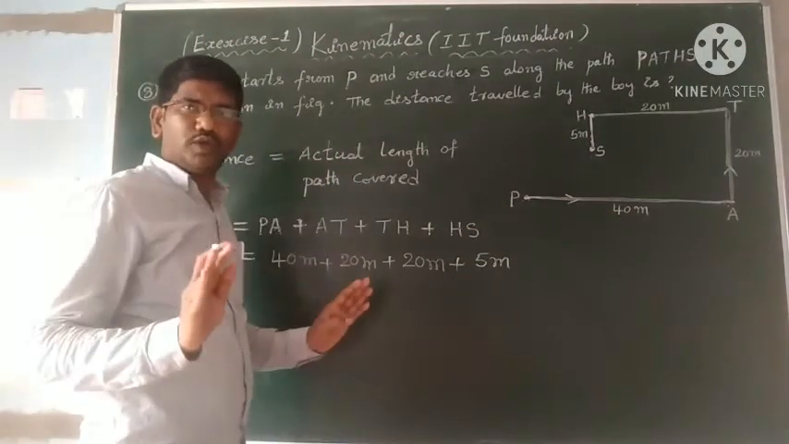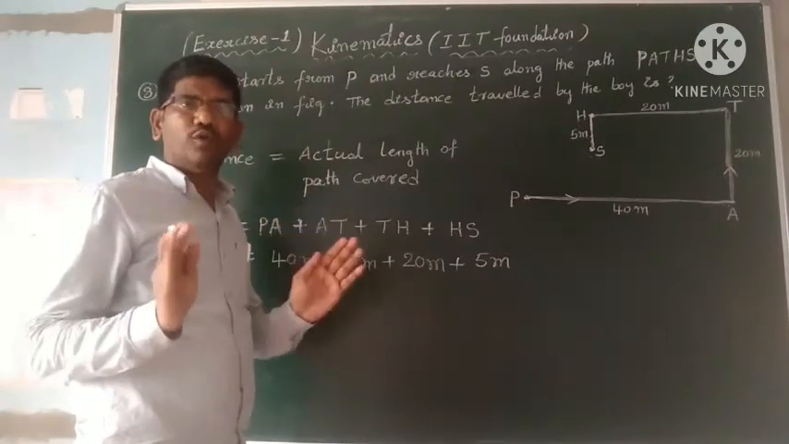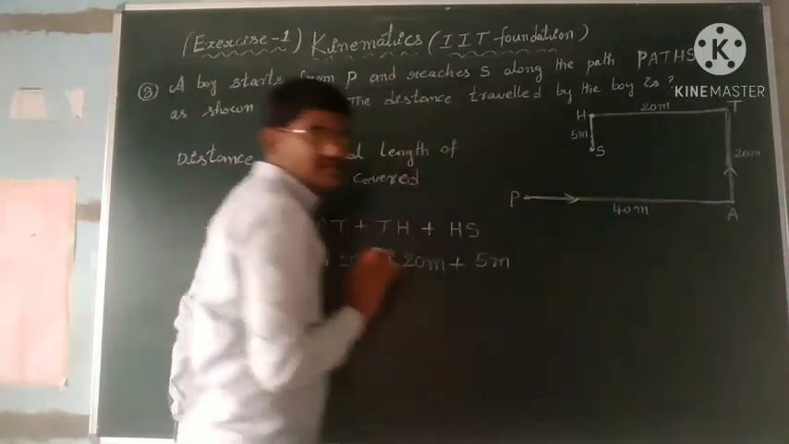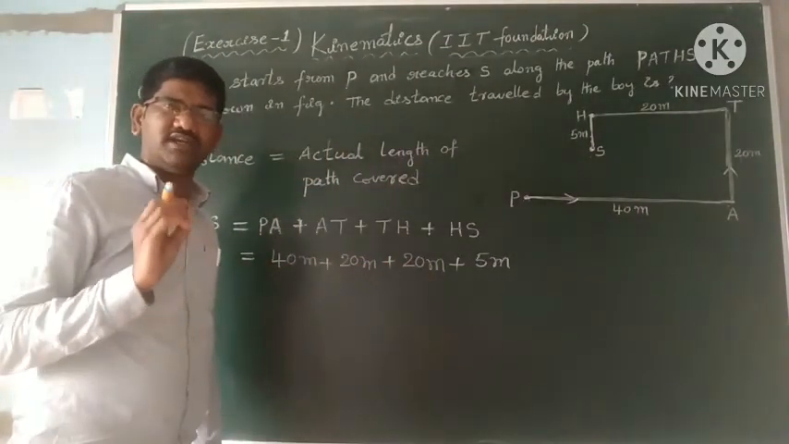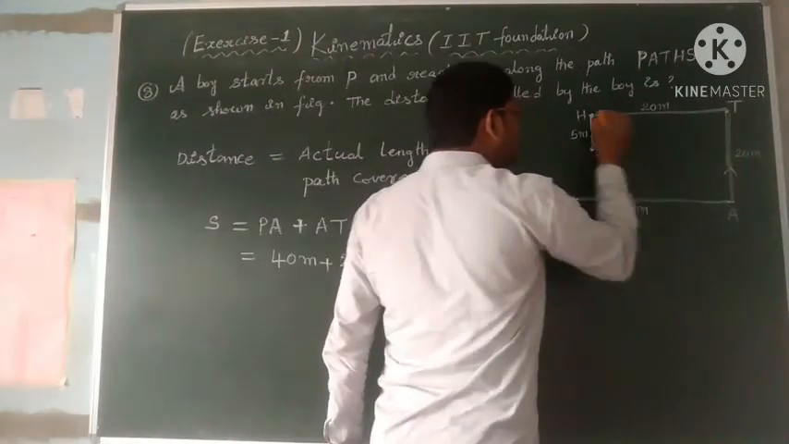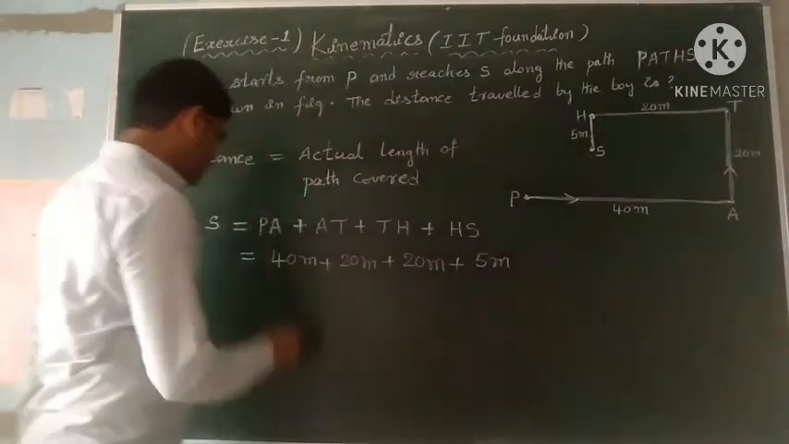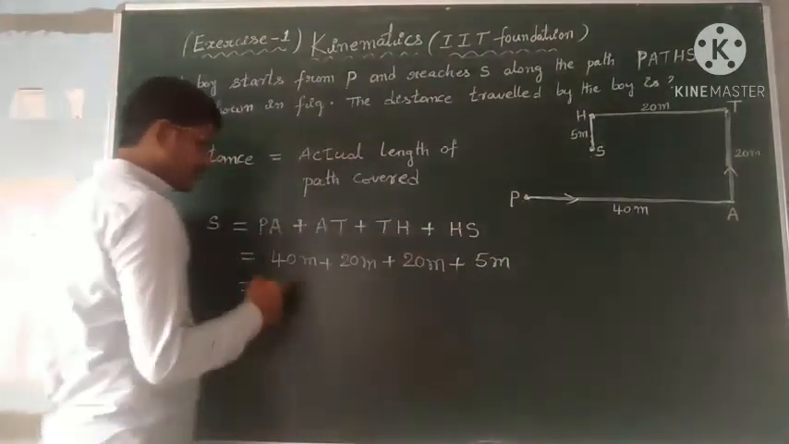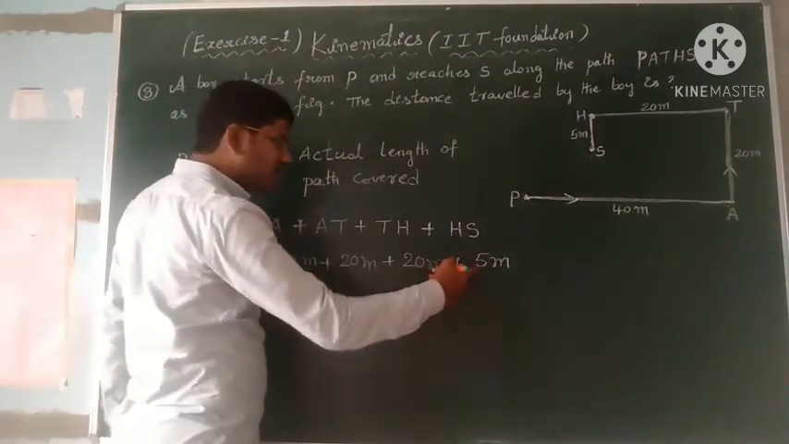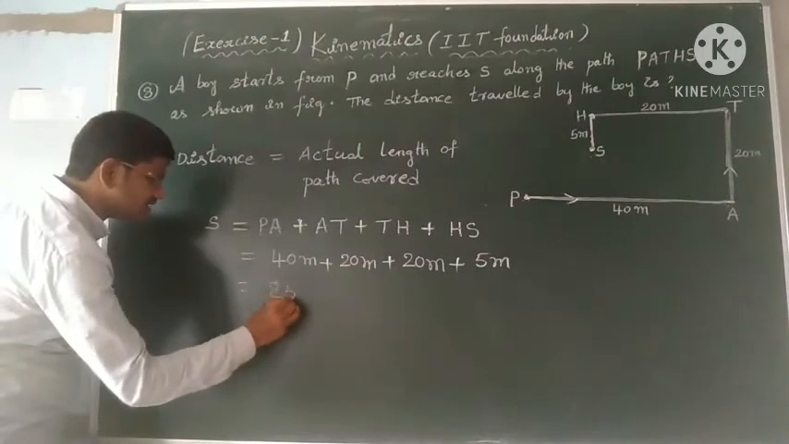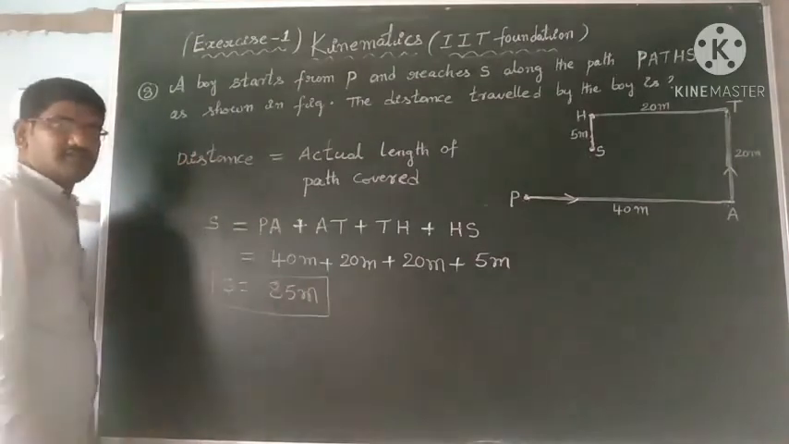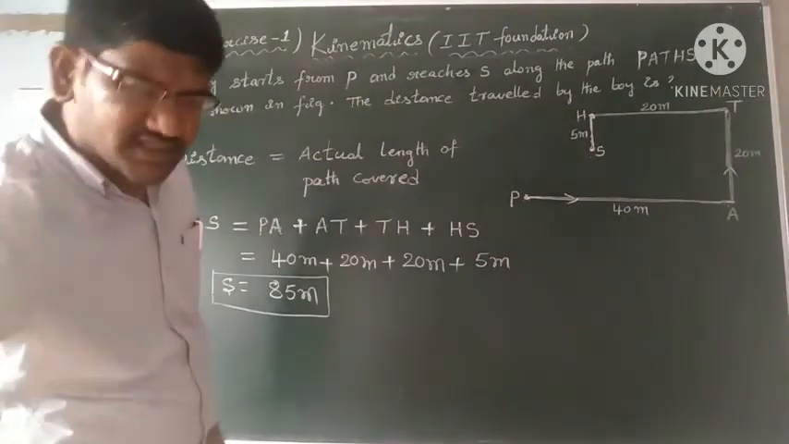How he has moved we don't mind. How much distance he walked, how much length he covered, we will see. We know very clearly from the definition of distance. So he went from P to A to T, T to H, H to S. So add all the distances: 40 plus 20 is 60, 60 plus 20 is 80, 80 plus 5, so the distance is 85 meters. This is the length of the path he covered, that is the distance.